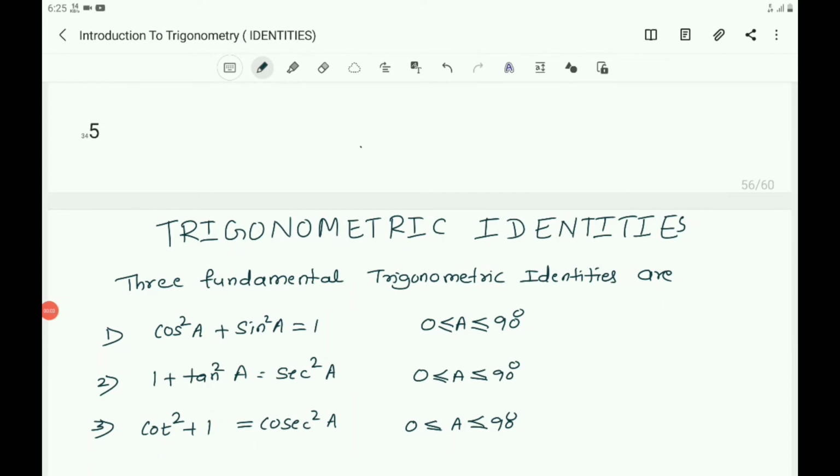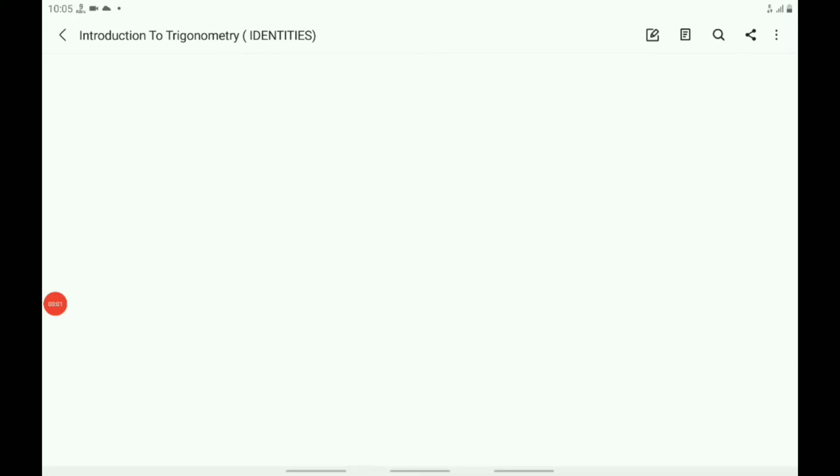So you proved the three fundamental identities: cos square a plus sin square a equals 1, 1 plus tan square a equals secant square a, cot square plus 1 equals cosec square a, where a is from 0 degree to 90 degree, and you can convert these identities according to the situation while solving the problems. Now let us take the example based on the trigonometric identities.